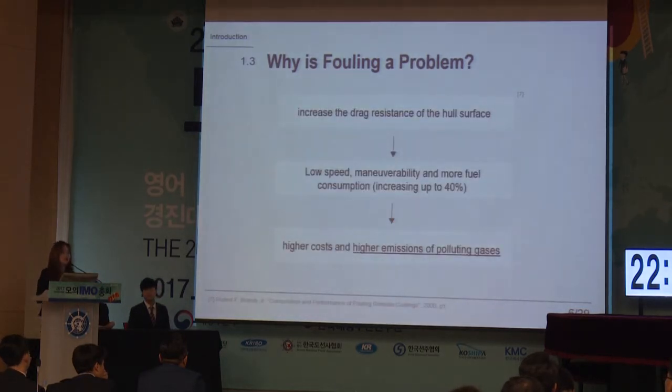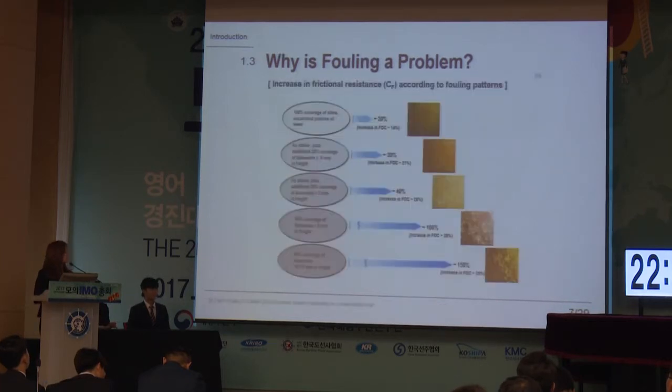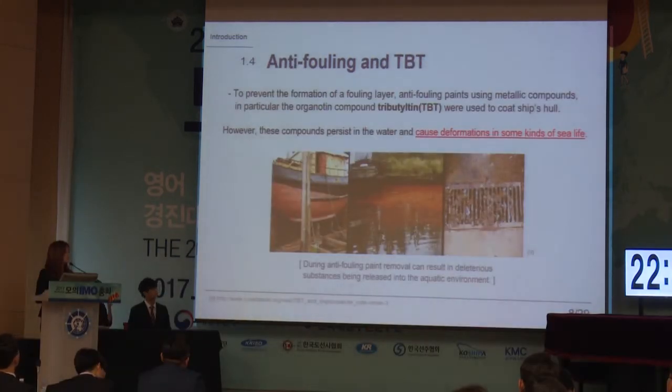Fouling also increases hull resistance so that it consumes more fuel, which ultimately increases gas emissions. It shows an increase in friction resistance according to fouling patterns and supports the foregoing.